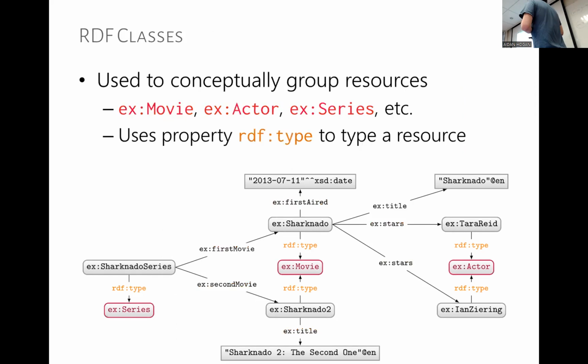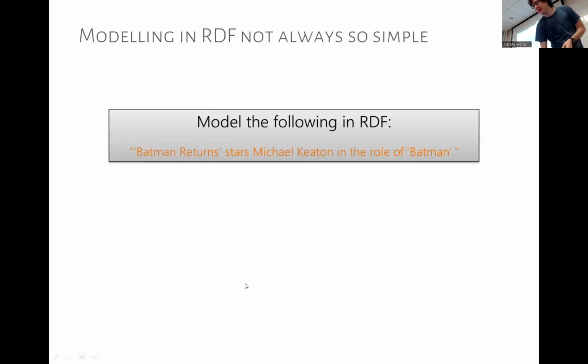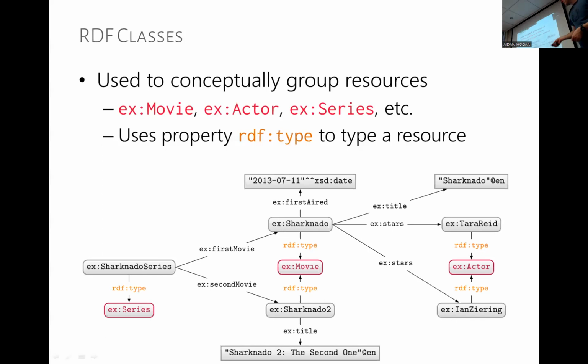We also have conceptually this notion of classes. So these are used to group resources that are similar. So movie, an actor, a building, a course, a university, a person. These are all relevant classes. And we can use the property RDF type to instantiate a resource, to say that this resource is an instance of this thing here. Yeah, so this is Sharknado type movie. So just to mention, we're going to talk a lot more about that in the next class. So we're going to talk about the somehow semantics, or what these things mean and what we can define about them. So modeling in RDF is not always so simple.